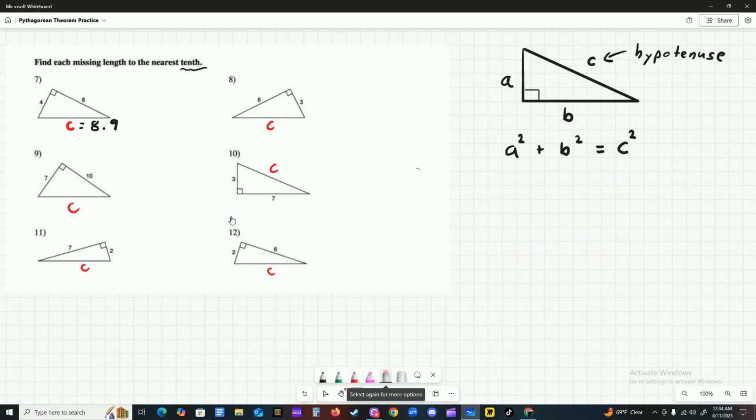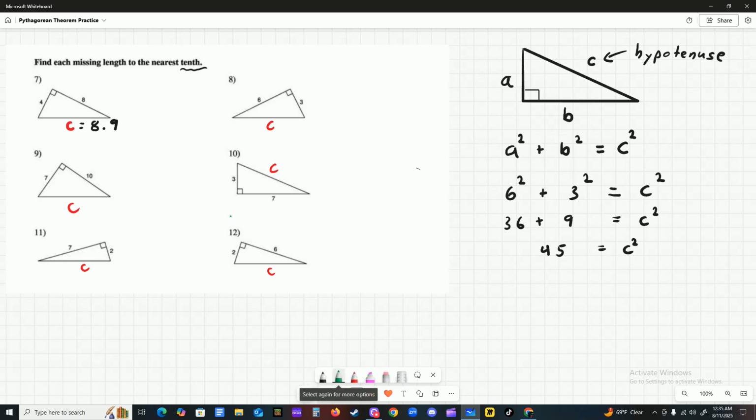Let's do number 8. So now we have the sides 6 and 3. So we're going to write 6 plus 3 is equal to C. But this is not true because we have to put the squares right here. All right, there we go. Cool. So now we do 6 times 6, which is equal to 36, plus 3 squared, which is 3 times 3, which is equal to 9, and that's equal to C squared right there. So 36 plus 9 is 45, is equal to C squared.